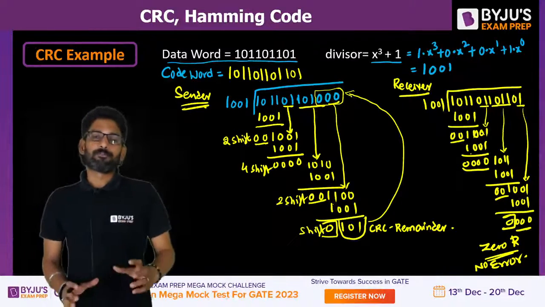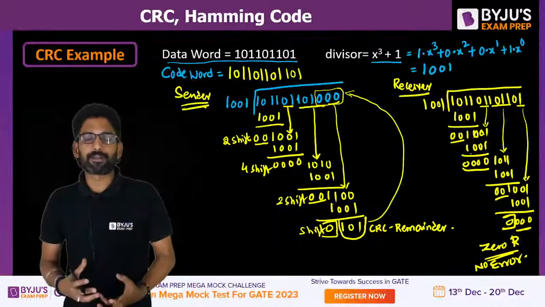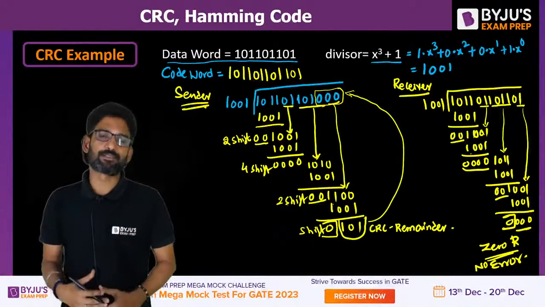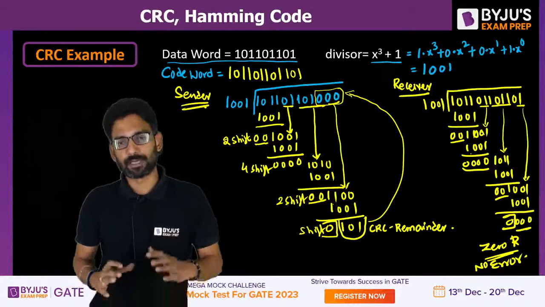So the sender first considered zeros and derived the remainder. The receiver has that remainder in the code word, and he has to get back zeros. That indicates no error.